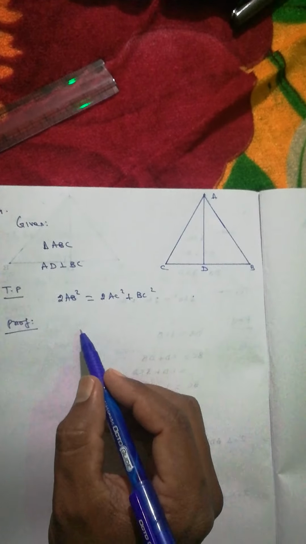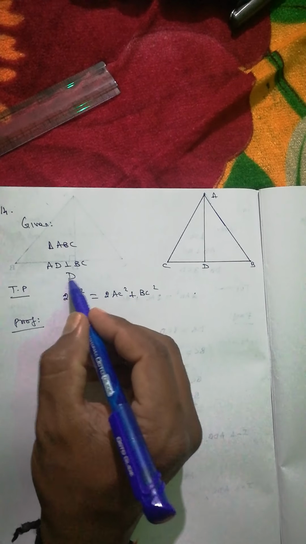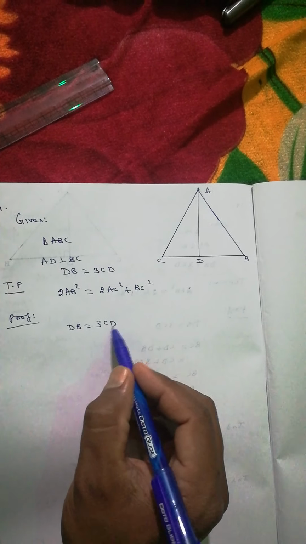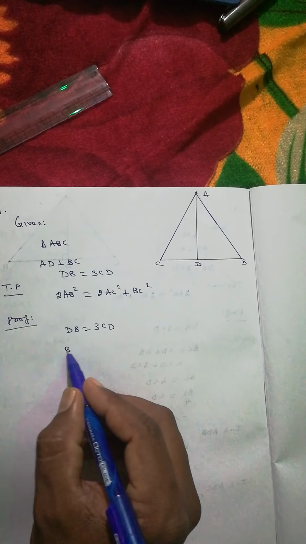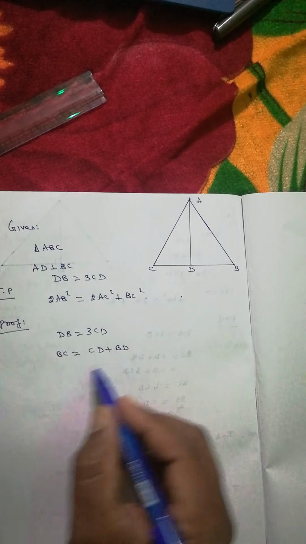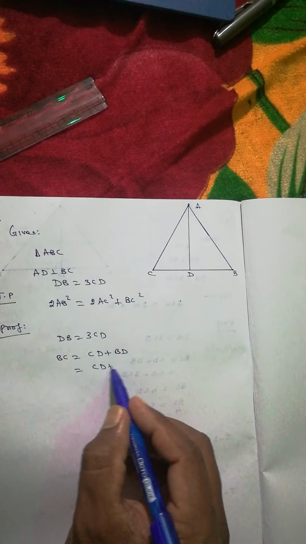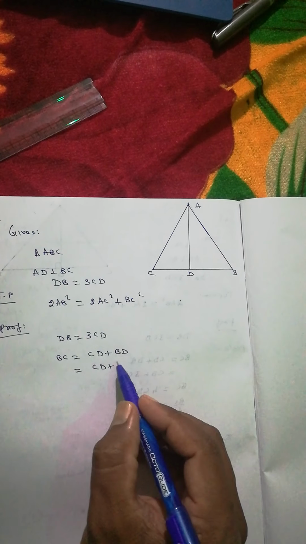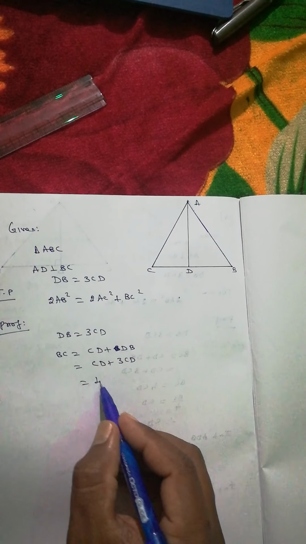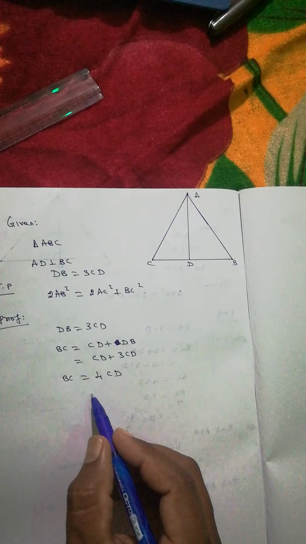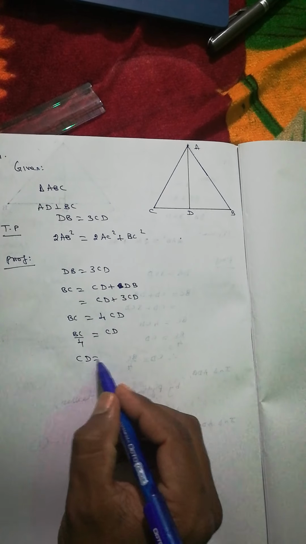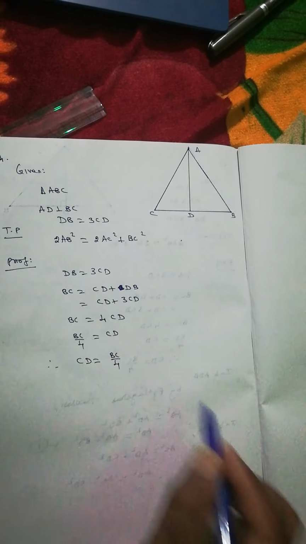Here one more thing is given: DB equal to 3CD. So DB equal to 3CD, that means from the diagram we can write BC equal to CD plus BD. BD equal to 3CD, so this is 4CD. So BC equal to 4CD, therefore CD equal to BC by 4.